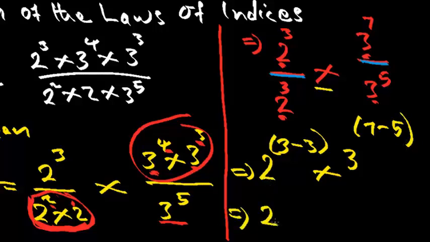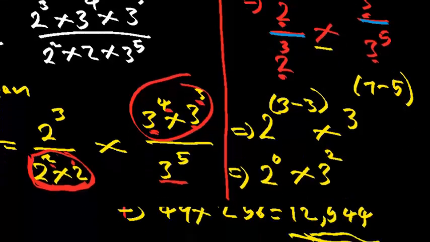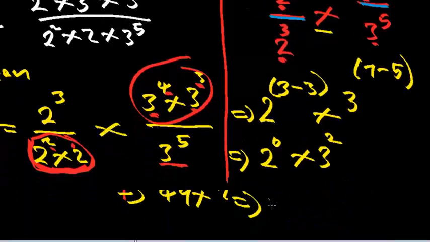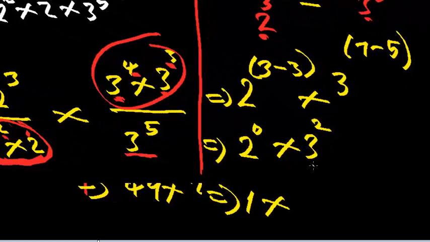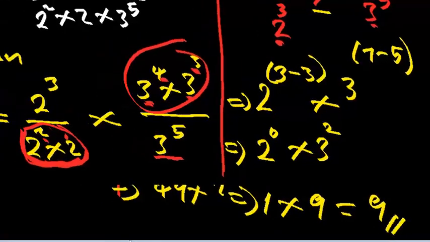This is basically 2. 3 minus 3 is 0. So we have 0, then times 3. Then 7 minus 5 is 2. So we have 2 there. This implies 2 exponent 0, and 2 exponent 0 is 1. Any number exponent 0 is 1. So we have 1. Then 3 exponent 2 means 3 times 3, and that is 9. So 1 times 9 is equal to 9.